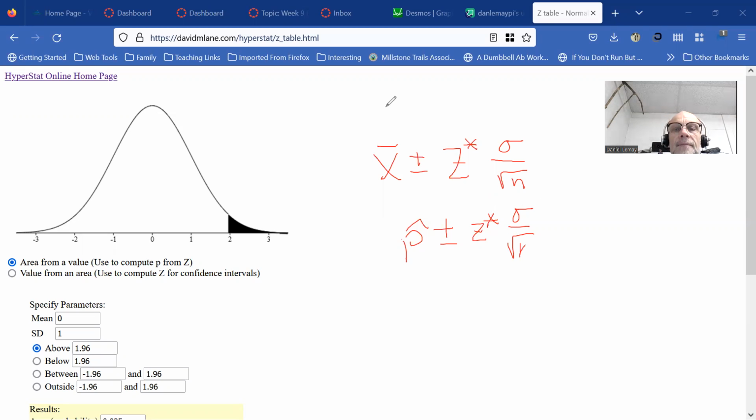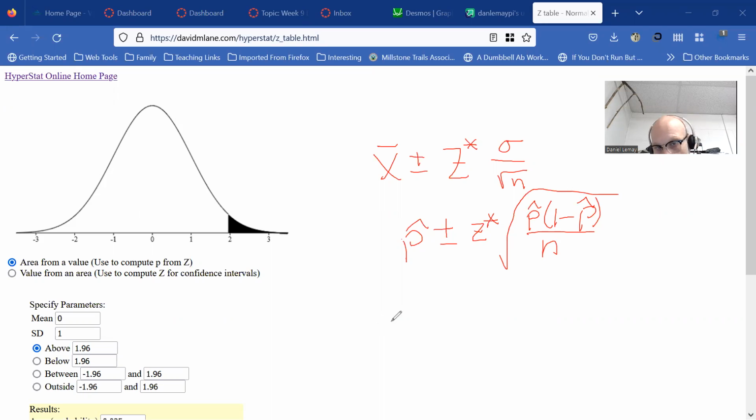Wrong formula for that. Isn't that the p hat times 1 minus p hat, times q, which is 1 minus p hat, over n, and then we take the square root of that mess.